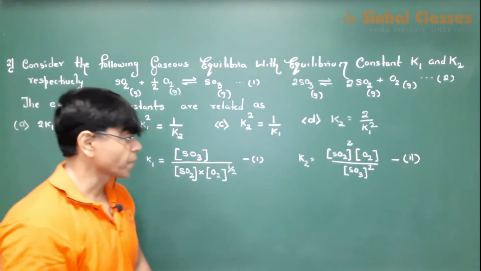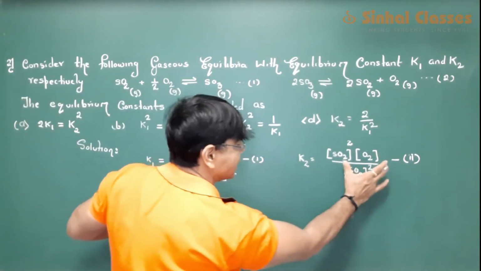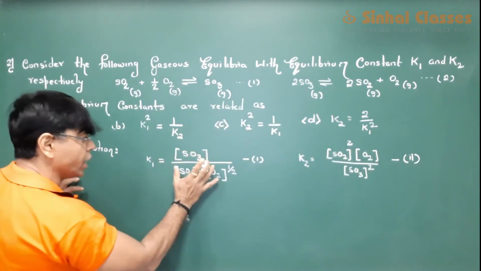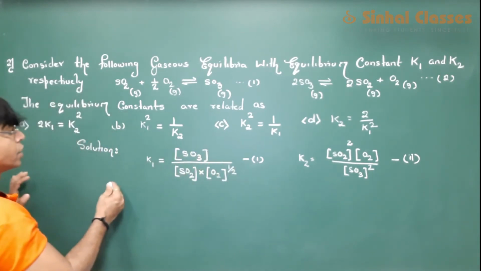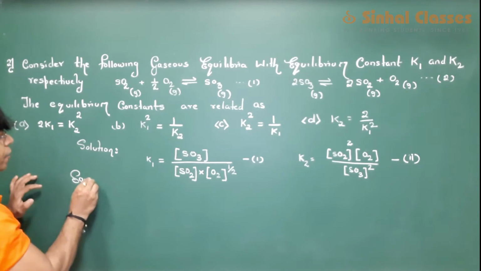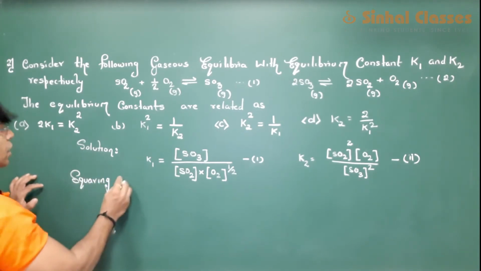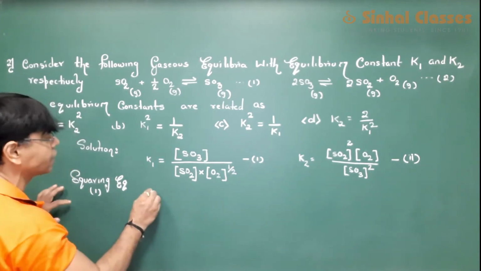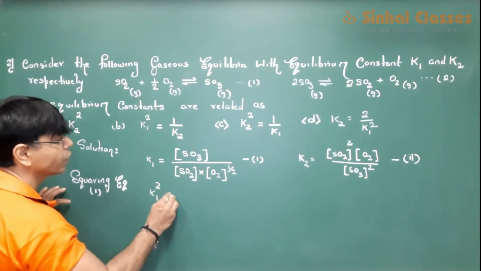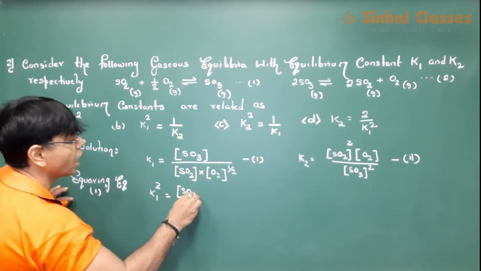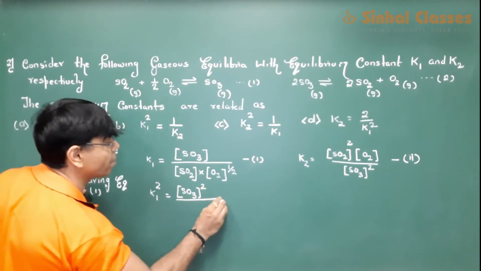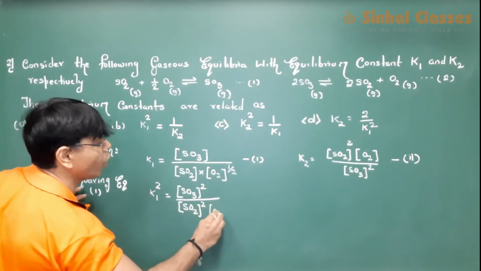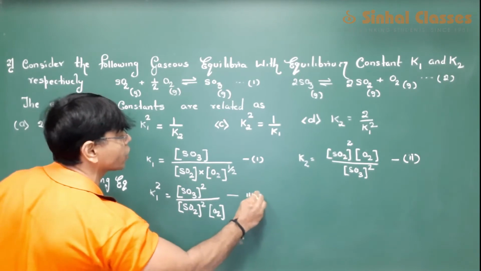Now do one thing. In order to get the right hand side similar here, what we do is we square equation 1. Squaring equation 1, we get K1 square will be equal to SO3 square upon SO2 square into O2. This becomes your equation number 3.